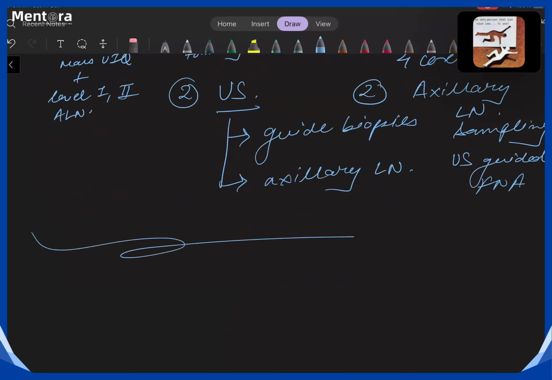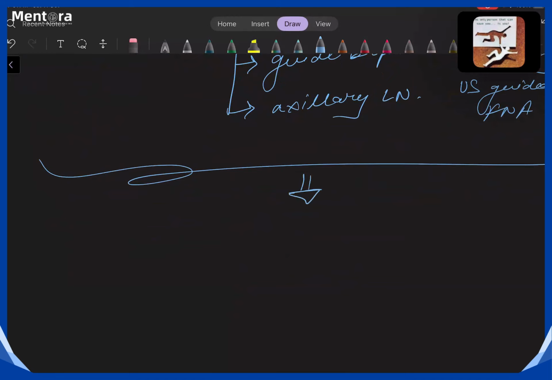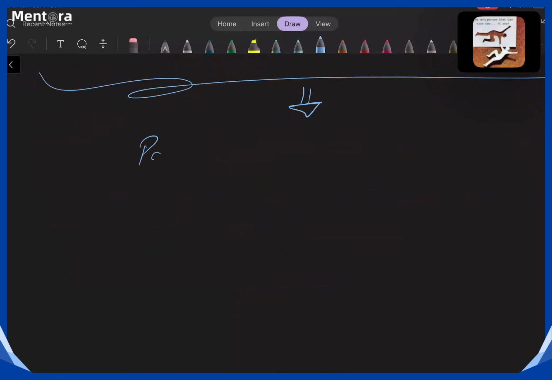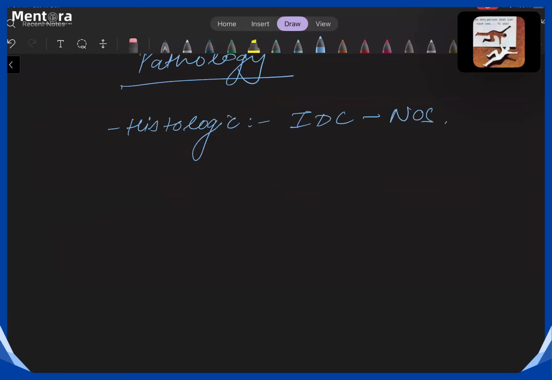We all know that this looks like a case of breast carcinoma. So once the biopsy comes, what all things should we look for in the pathology report? First and foremost, we should look at the histological type, whether it is a carcinoma or not, and if it is a carcinoma, what type it is. So for discussion purpose, we take it as infiltrating ductal carcinoma, not otherwise specified, which is the most common. Second would be the grade, which we call the Nottingham grade.